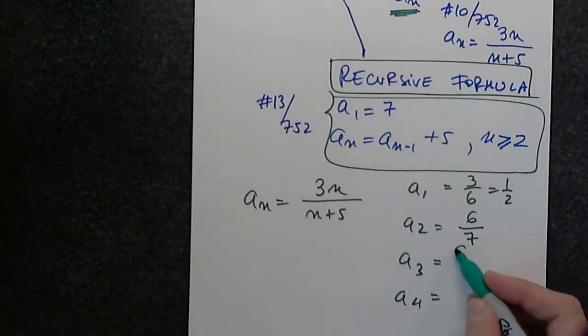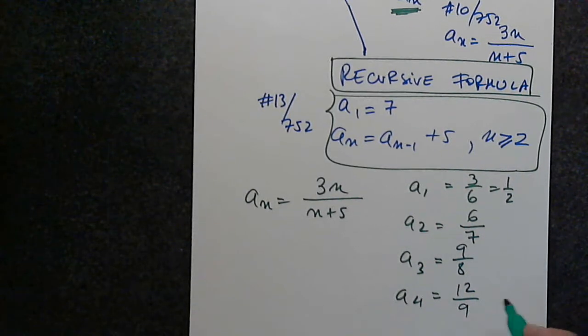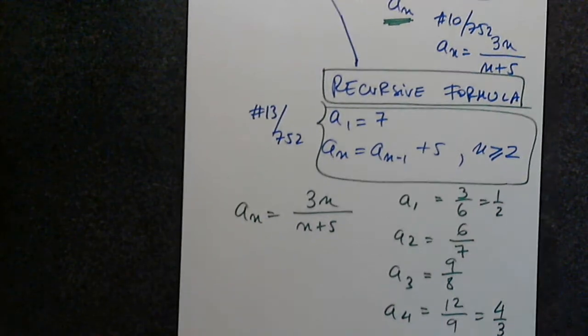So 9 divided by 8 and 12 divided by 9. I can simplify the last one to 4/3. But I cannot simplify 9/8. Okay, let's see the other one.